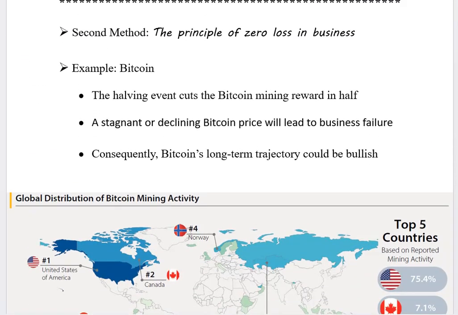Okay, next method. In this method, which is actually a simple and somewhat scientific approach, the idea is that in any business, the business owner must make a profit in the long term, otherwise they will shut the business down. This concept is applied to cryptocurrencies as well. Let's understand this with an example using Bitcoin.